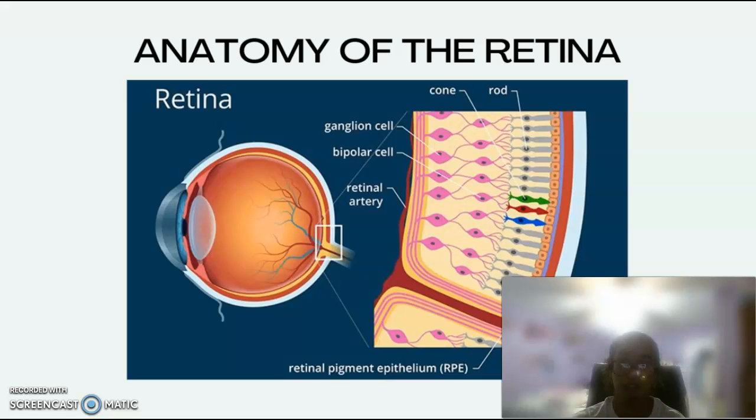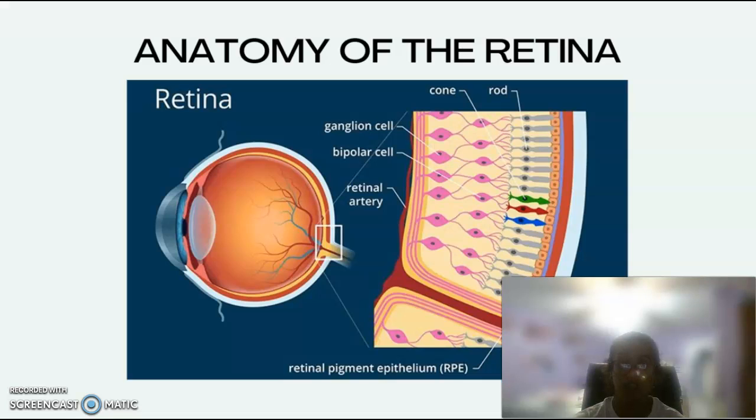Cones allow us to see color and detail. They are concentrated more in the macula, which is a small area in the central part of the retina. In the center of the macula is the fovea, which contains tightly packed cones, but no rods. When light enters the eye, the cornea and lens help to focus it on the retina, which then converts the light into electrical impulses. The impulses travel to the brain through the optic nerve, which is a bundle of over 1 million nerve fibers.